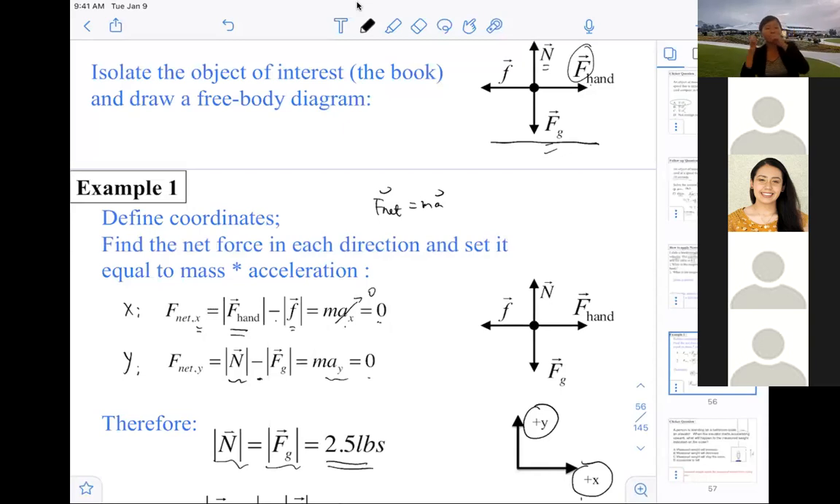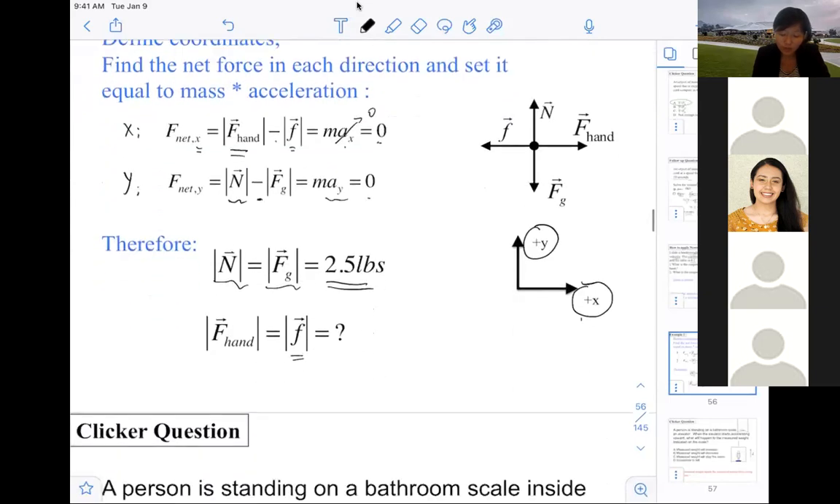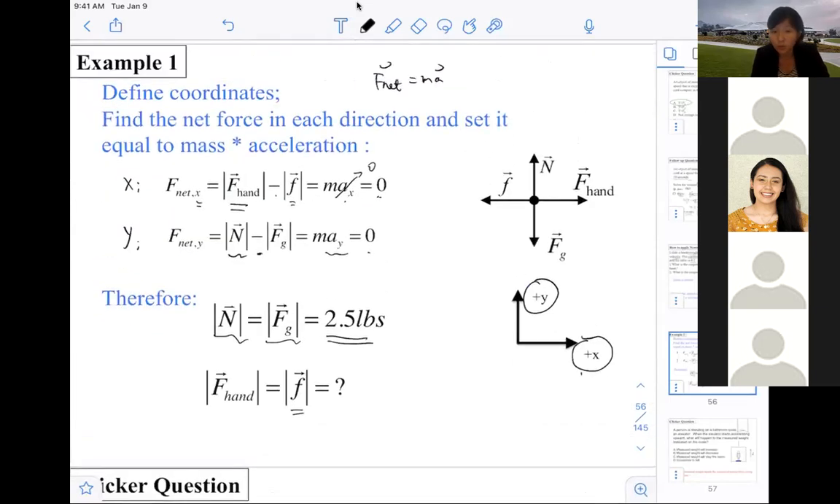So here you don't really have to convert that to kilograms because your final result needs to be a force, and pounds is already a unit for force. So you don't have to convert it. You will just say it is equal to the weight of the book, which is 2.5 pounds. And you know that the force from your hand would be equal to the kinetic friction. At this point, we don't know how to calculate friction yet, but we will talk more about it later in today's class.